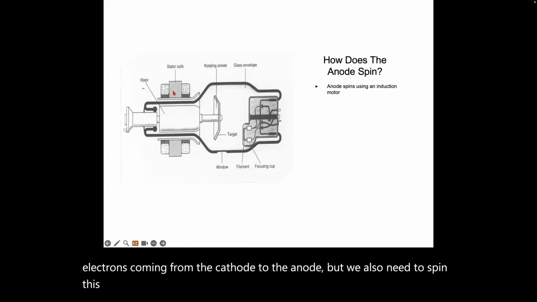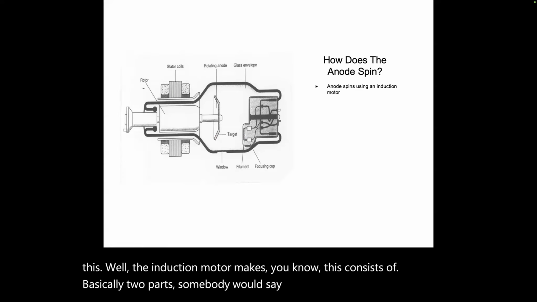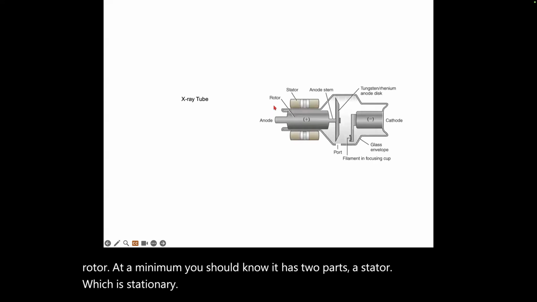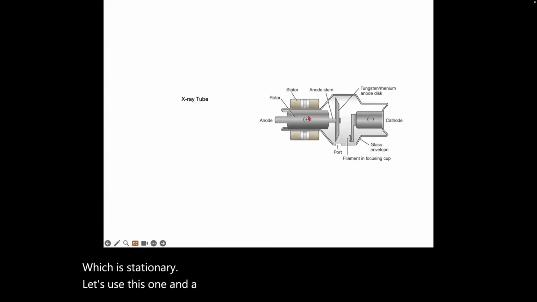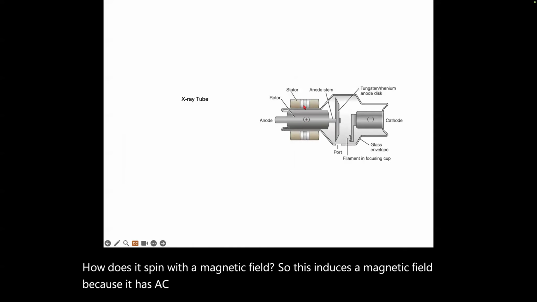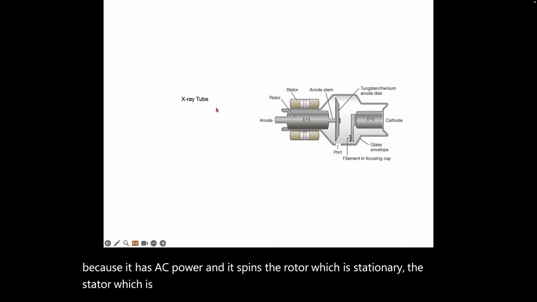Well, the induction motor, make sure you know this, consists of basically two parts. Some would say three: bearings, a stator and a rotor. At a minimum, you should know it has two parts: a stator, which is stationary, and a rotor, which spins. How does it spin? With a magnetic field. The stator induces a magnetic field because it has AC power, and that spins the rotor. Pretty self-explanatory, I think. Rotor, R for rotating, stator, S for stationary.